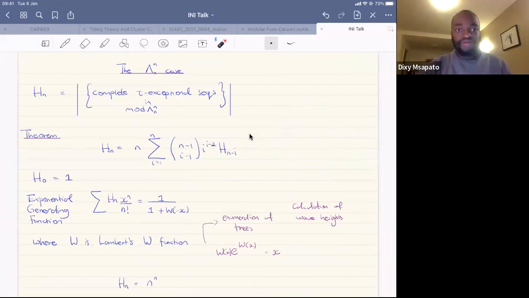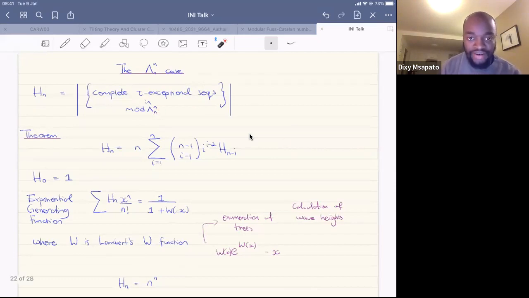The third case we consider is the Lambda n to the n case. So this is again a cyclic Nakayama algebra, the quotient of the path algebra of the n-cycle by the nth power of the arrow ideal. We're going to let Hn be the number of complete tau-sufficient sequences in mod Lambda n to the n.